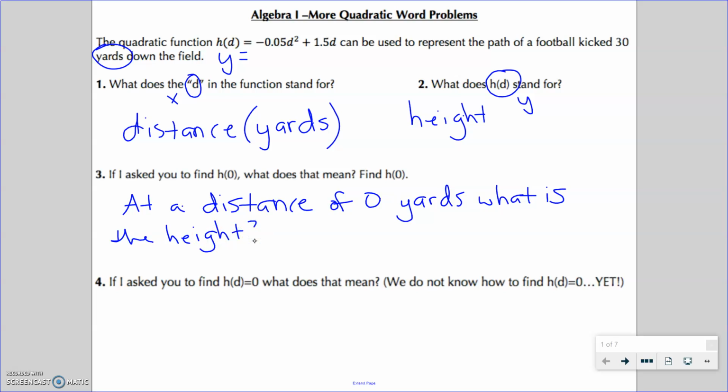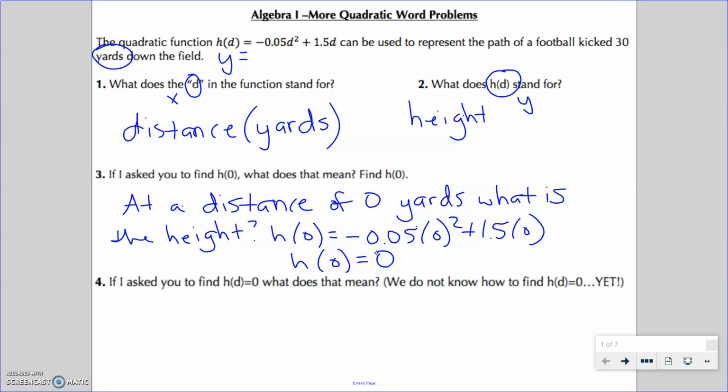So it says actually find h of 0. So h of 0 is equal to, I'm going to plug in 0 into this equation. Okay, 0 squared is just 0. 0 times that negative 0.05 is also 0, right? So once I actually go to calculate it, I get h of 0 equals 0, meaning that at a distance of 0 yards away, the football is at a height of 0, which makes sense. That's kind of where it starts, right? Like the football hasn't been kicked yet at that point in time.